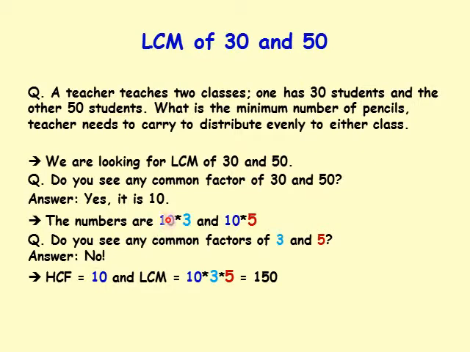So HCF is 10. That's common to both numbers, and LCM is the HCF, which is 10, times the not-common factors, 3 times 5. 10 times 3 times 5 is 150. So LCM of 30 and 50 is 150. The teacher needs to carry 150 pencils.